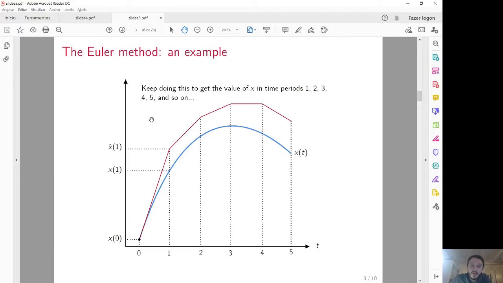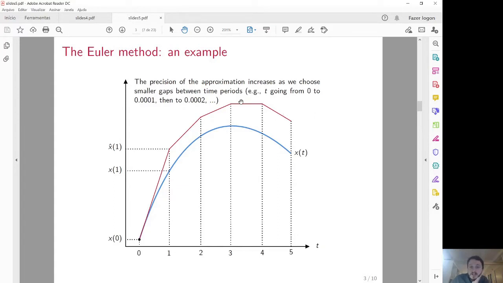So let's say we want to know the value of x at time 1, 2, 3, 4, and 5. We can just repeat the same procedure and then find the values. And here's another, I think, intuitive case. So here at time 3, the slope of x with respect to time is 0. So the method would estimate that the value of x at time 4 is the same value as x at time 3 because the slope is 0, right? Again, if the function were linear, we would be getting the correct value of the function.